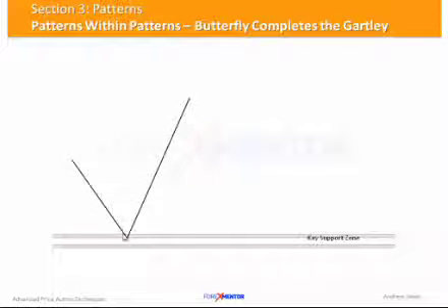Let's now have a look at our second patterns within patterns. This is the butterfly completing the Gartley pattern. Once again, we've identified our key level of higher time frame support from a daily or 4-hour chart. Price drives down into our key level of support, and we can see the bids come into the market, driving price aggressively off our level. We can now label this X to A.